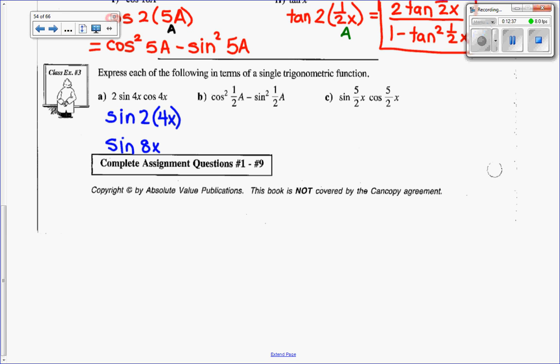Okay, the next one, look carefully, we've got cos squared of something minus sine squared of something. If you look at the top of your page, you'll see cos squared A minus sine squared A. So our half A is our A in this case, right? So that is all equal to cos 2A. And in this case, then, these are my A's, right? So half A. And if you multiply that out, that's just cos A.